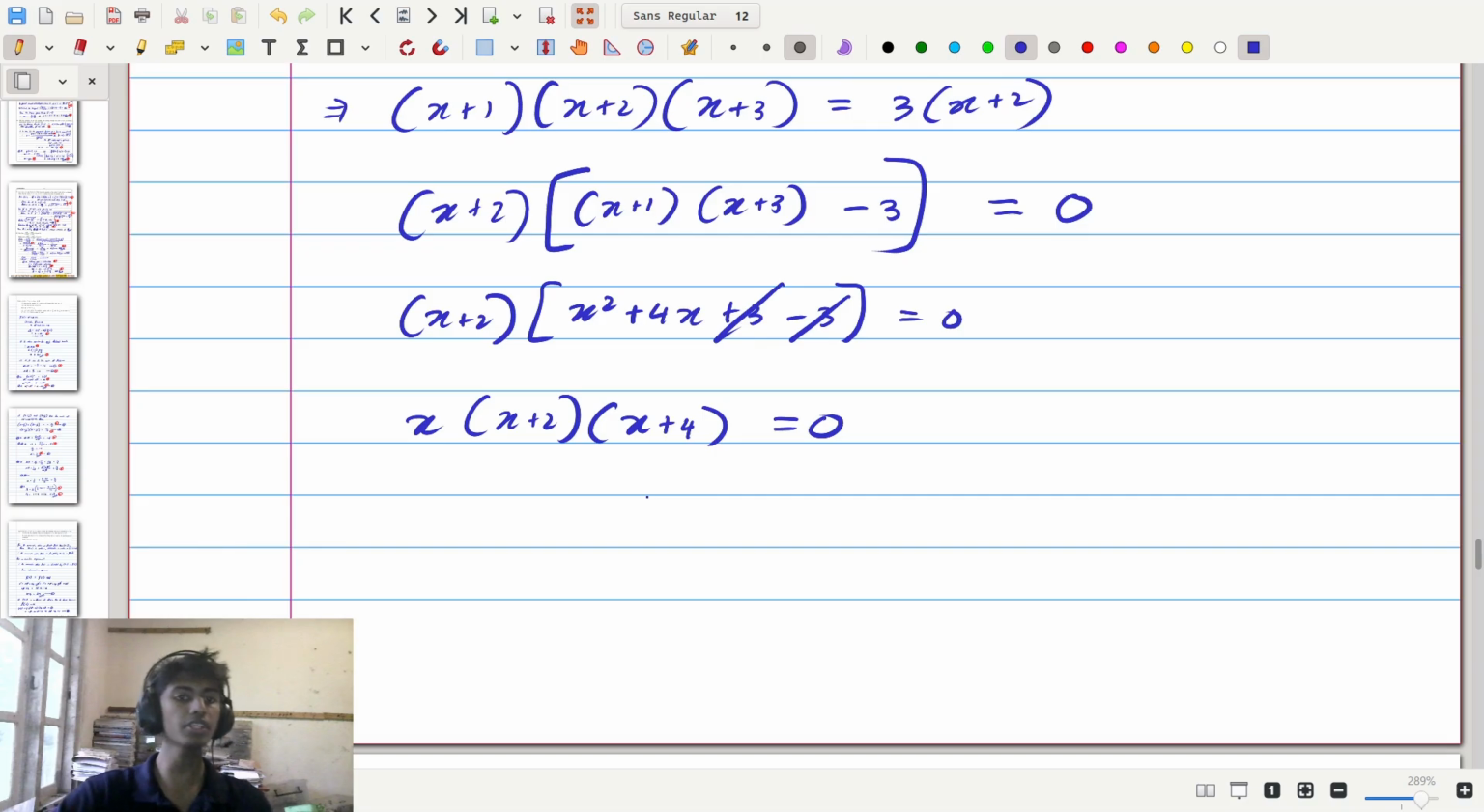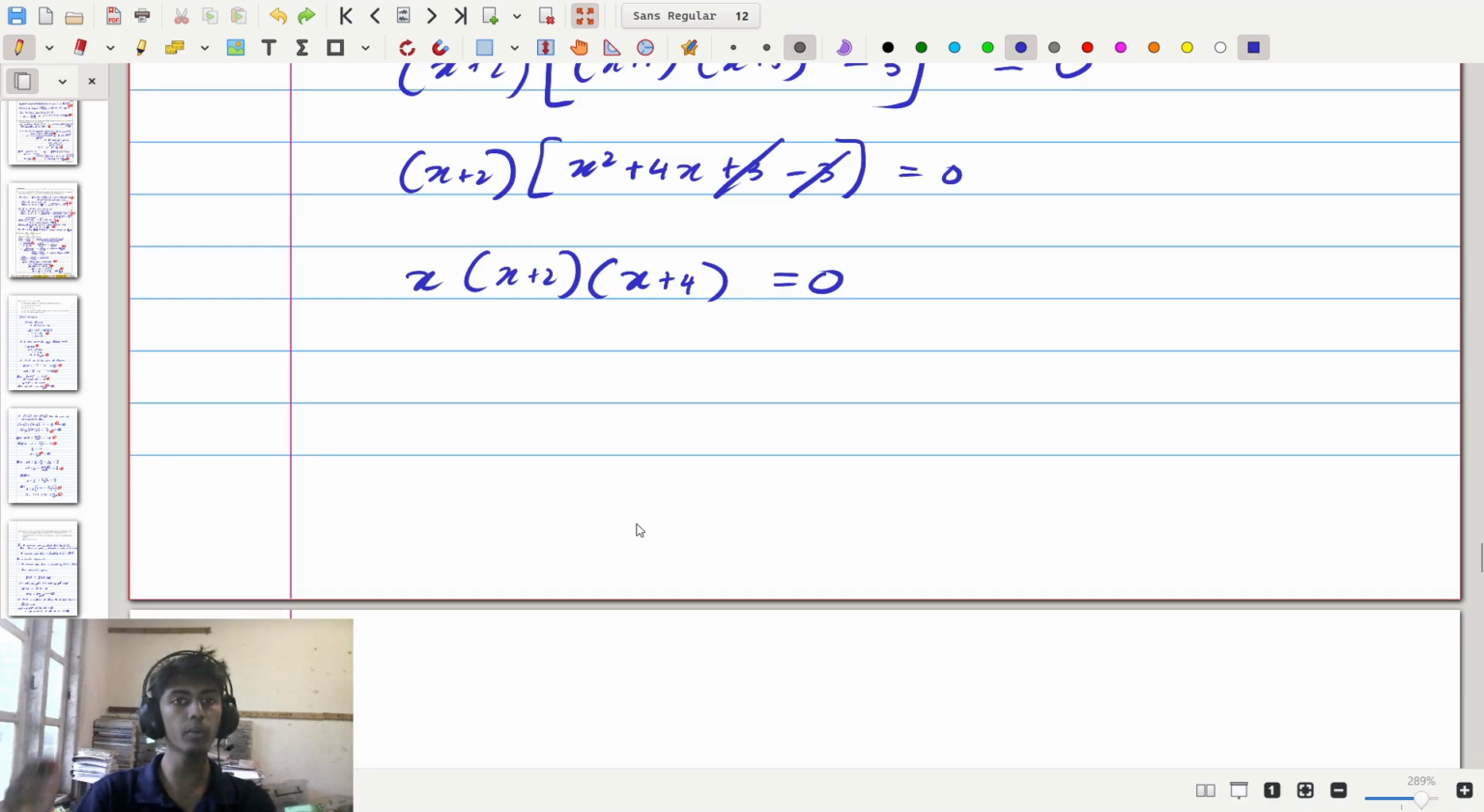Now here we can see we have a product of three terms, x, x plus 2 and x plus 4, and their product is equal to 0. Therefore, either one of them could be equal to 0, and therefore we have three solutions here. The first is x equals 0. The second is x plus 2 equals 0, which means that x is equal to negative 2. And the third is x plus 4 equals 0, which means that x is equal to negative 4.